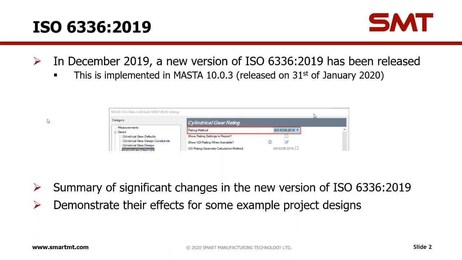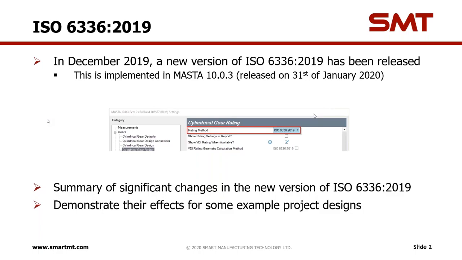So to start off with, a little bit of information about ISO 6336 2019. It was released in December 2019 and has been implemented in MASTA since version 10.03, which was released on the 31st of January. Now the selection of this standard, so the 2019 version, is done within the settings menu in MASTA. By default, MASTA will still use the 2006 version, so you don't need to worry about that. Changing it to 2019 is something that you have to specifically do.